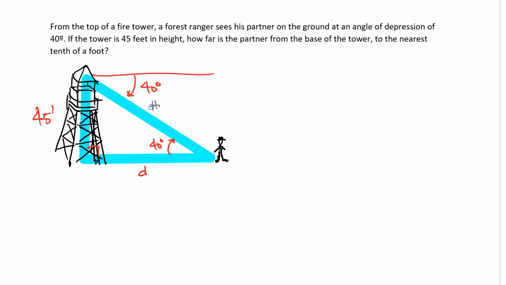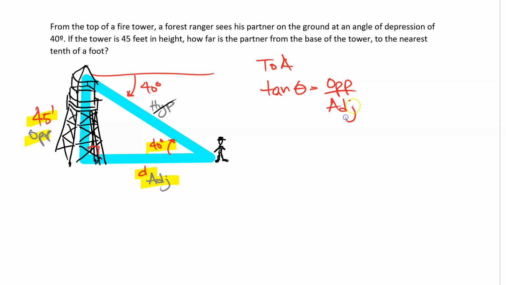And no problem for us now. Adjacent there, and this is opposite. And it looks like we don't need the hypotenuse. I'm going to be using the adjacent because I need to find the letter d, and I've got 45 feet there for the opposite, and I'm going to use the 40 degrees here. So if adjacent and opposite are being used, we should be thinking TOA. So let's just do it right here. TOA, which means tan of theta is equal to opposite over adjacent.